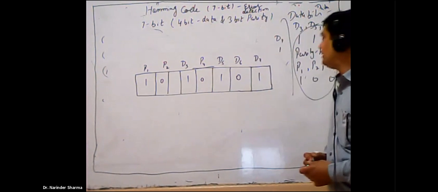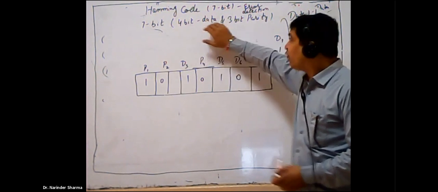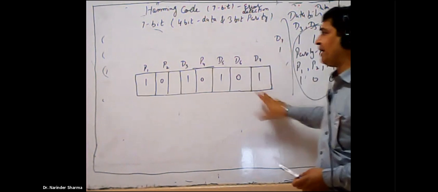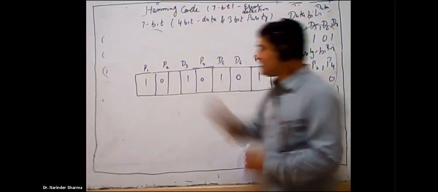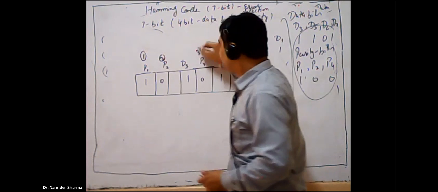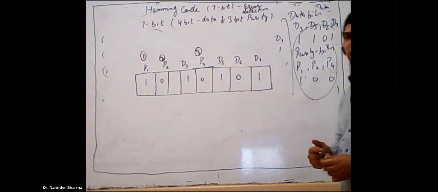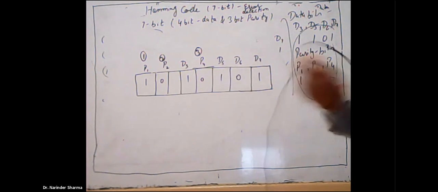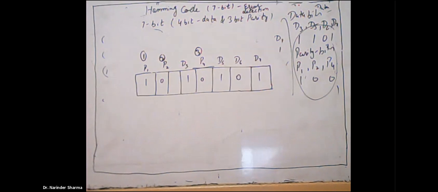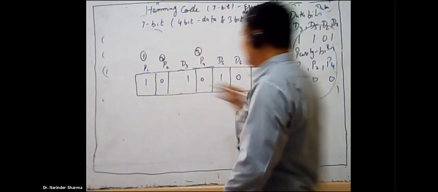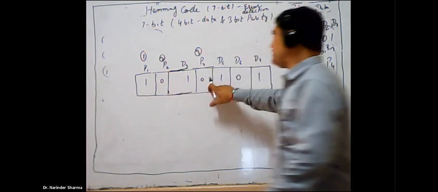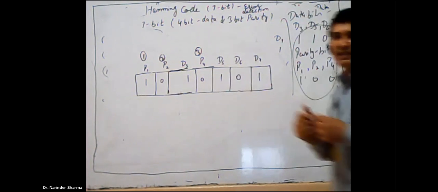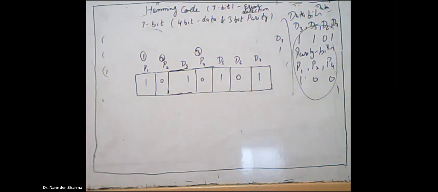Because this is a 7-bit code, 4 bits are for the data, and 3 bits are for the parity. You can see that 1, 2, 4 are P1, P2, P4. If I count this, this would be 1, 2, 3: 3 bits for the parity and 4 bits for the data. In this way, we can understand what exactly the Hamming code is. So here you can see that this would be P1, P2, D3, P4, D5, D6, D7. In this way, we can fill up these values.